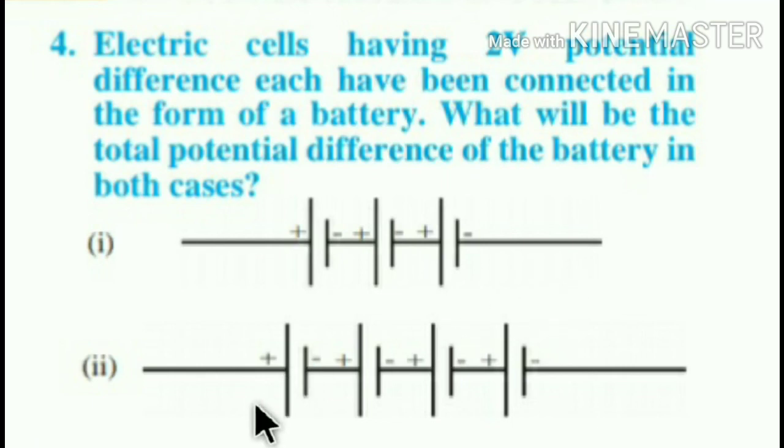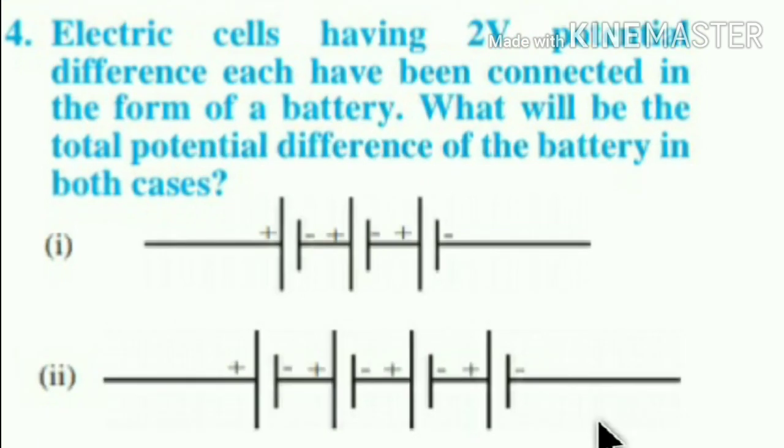In the second example, 4 cells are connected in series. Each cell has 2 volt potential difference. Hence, 2 plus 2 plus 2 plus 2 is equal to 8 volt potential difference. Hence, in the first case, 6 volt potential difference, and in the second case, 8 volt potential difference. Examples like these are based on connecting cells.